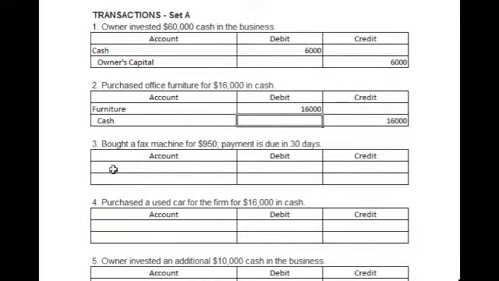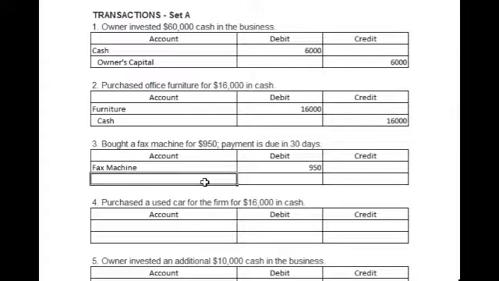Number 3, company bought a fax machine for $950. Okay, so right away we could see that a fax machine, which is a type of asset, has been created. Our company purchased a fax machine. So since it's an asset, we'll debit that account $950. And then it says payment is due in 30 days. So we did not spend cash this time. Rather, we promised the supplier, the person who sold that item, that we will pay in 30 days.